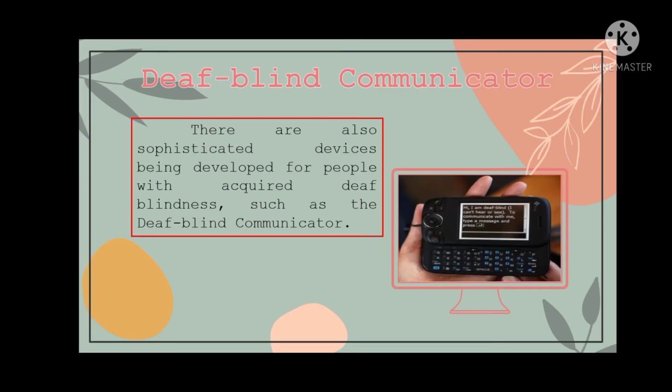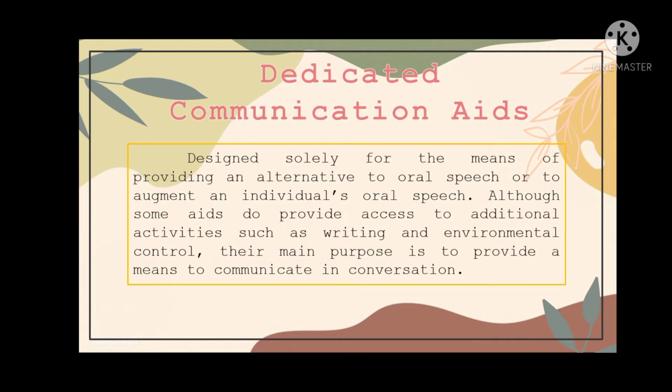Next is the deaf-blind communicator. There are also sophisticated devices being developed for people with acquired deaf blindness, such as the deaf-blind communicator. The picture shows an example of a deaf-blind communicator. Now, the next part is dedicated communication aids. It is designed solely for the means of providing an alternative to oral speech or to augment an individual's oral speech. Although some aids do provide access to additional activities such as writing and environmental control, their main purpose is to provide a means to communicate in conversation.